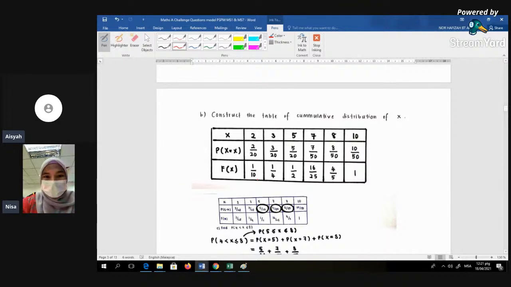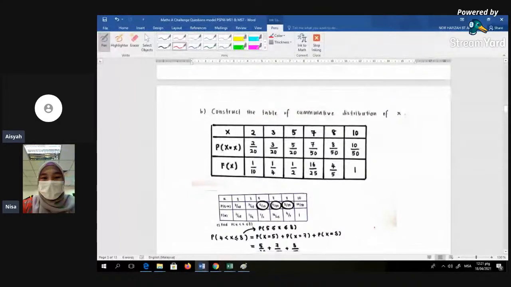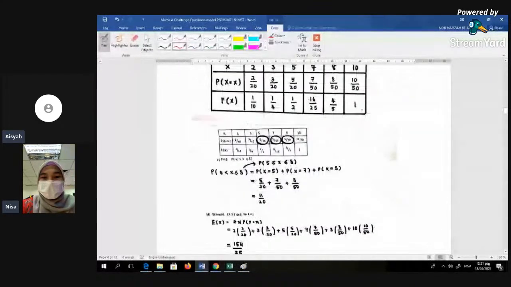And to get the value of fx for the next fx, we need to add the probability 2 over 20 with 3 over 20, and we will get 1 over 4. And just repeat the step until we get 1 at the end. That's it.